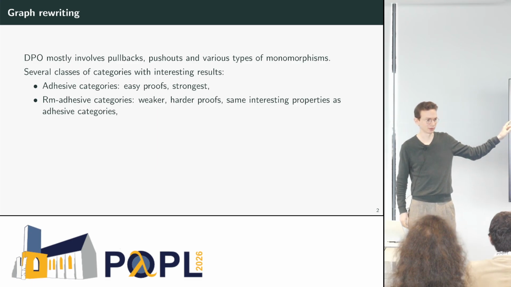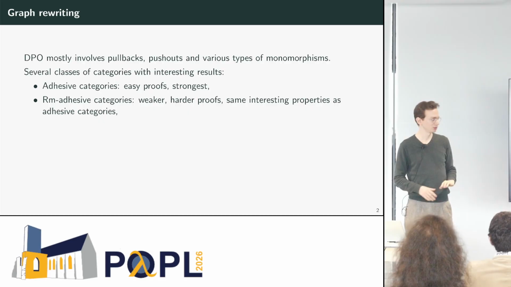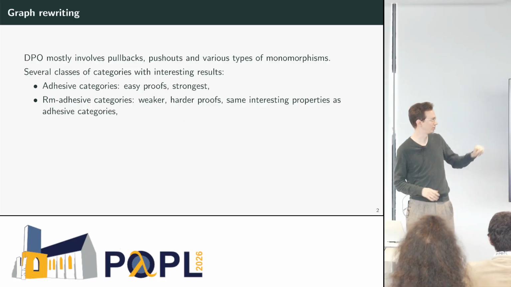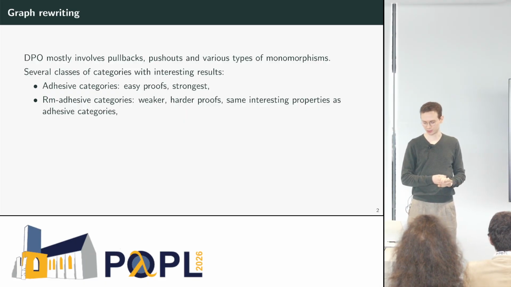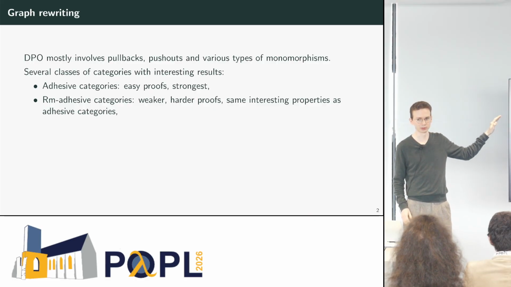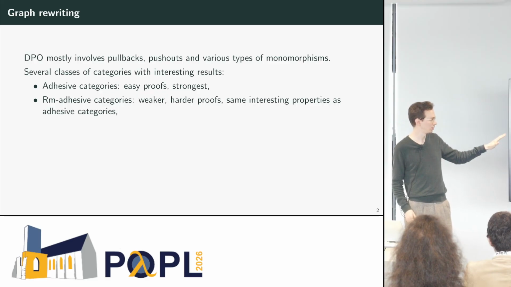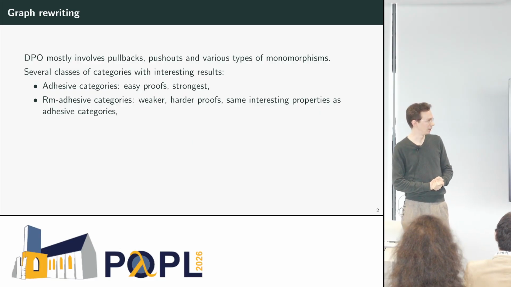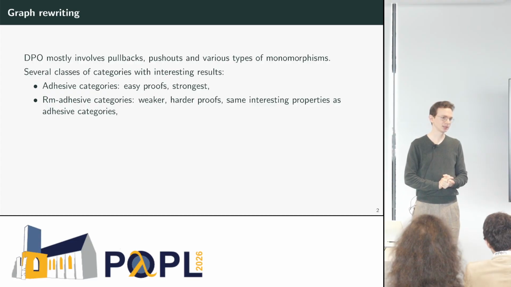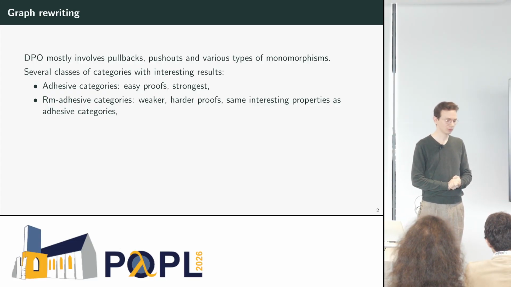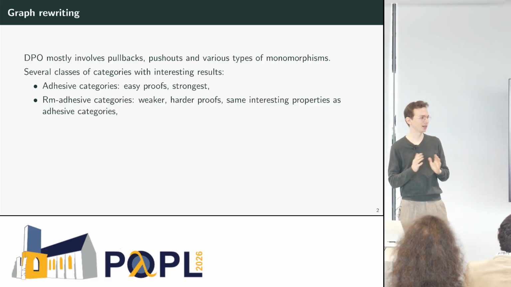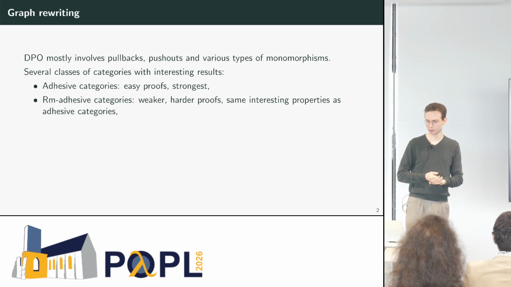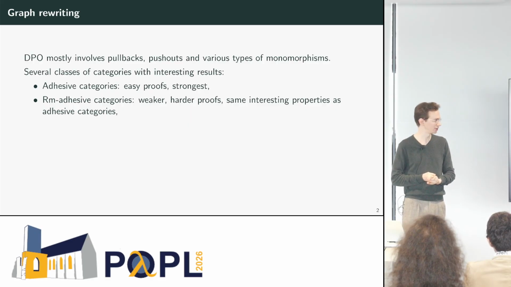Here, RM stands for regular monomorphisms. I'm not going to go into the details of the axioms that we have in each class, but in adhesive categories we talk about monomorphisms in general, and in RM adhesive categories we switch to regular monomorphisms. So it's a bit weaker. It has harder proofs. It's harder to prove that a specific category is RM adhesive, but it has the same interesting properties that we expect from adhesive categories.